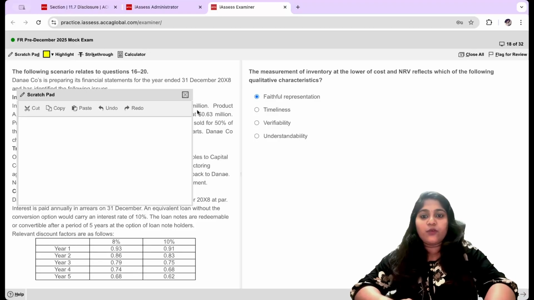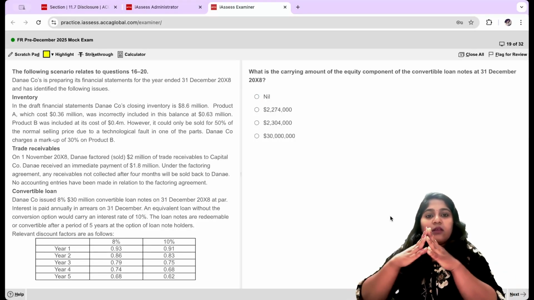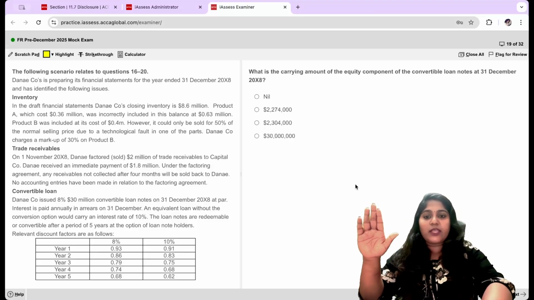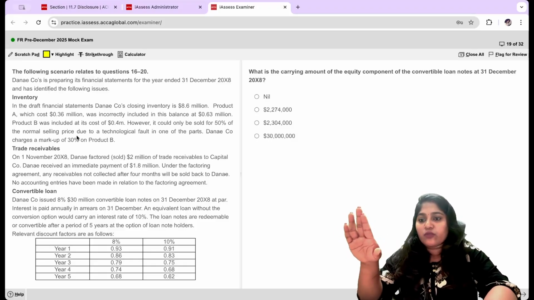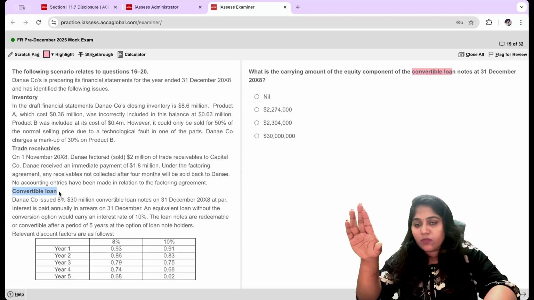Now let's move to the next question. We have to calculate the carrying amount of the equity component of the convertible loan notes at 31st December X8. Now start reading. If you see, this is about convertible loan notes. Catch the keyword, convertible loan notes. Where are the loan notes available? Convertible loan notes. This is the last one.